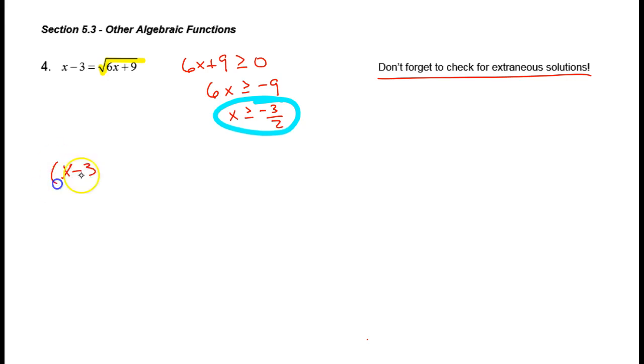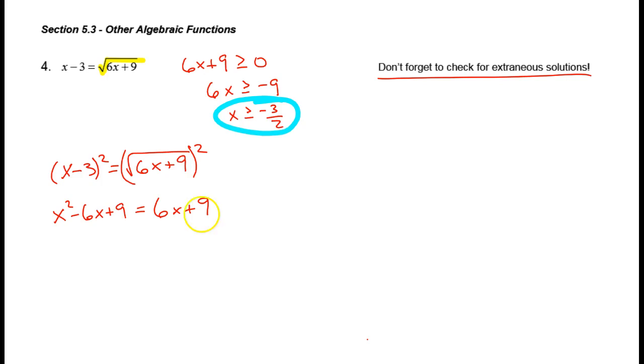We're going to do x minus 3, that quantity squared, equals the square root of 6x plus 9, that quantity squared. So on the left-hand side, we're going to go ahead and expand this. That's going to be x squared minus 6x plus 9, and that's going to be equal to 6x plus 9 on the right-hand side. Because when we square something that was under a square root symbol, we basically get that value returned.